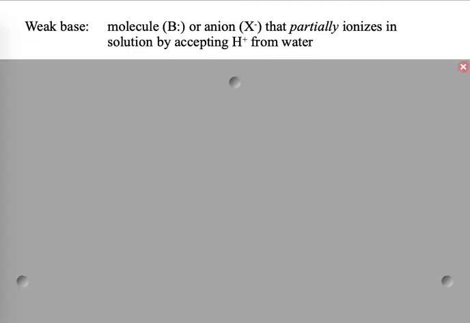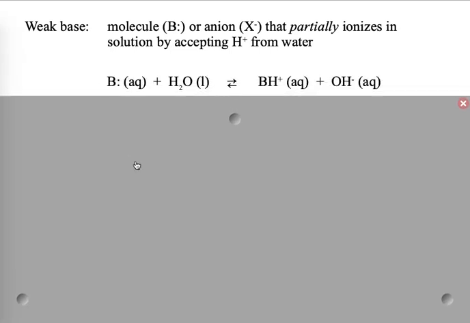Now, what is a weak base? This is important. A weak base is a molecule, which is neutral, or an anion, which has a negative charge, that partially ionizes in water by accepting a hydrogen ion from water. And I can write equations to represent this. Here I show a neutral basic molecule, B, reacting with water in an equilibrium to form BH plus, the conjugate acid, plus hydroxide. Notice that the structural feature that the base must have in order to accept a proton from water is a lone pair.